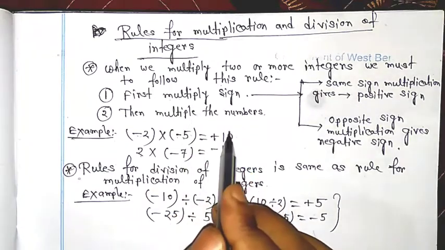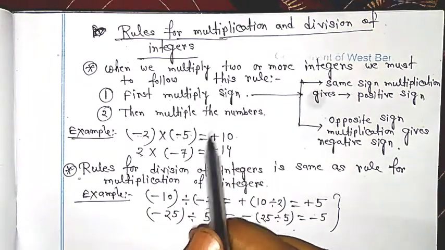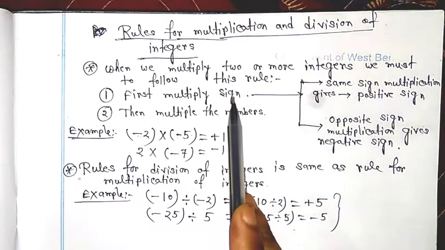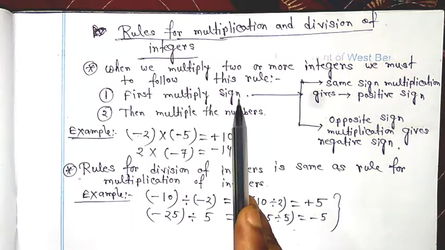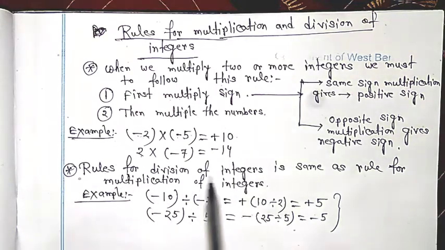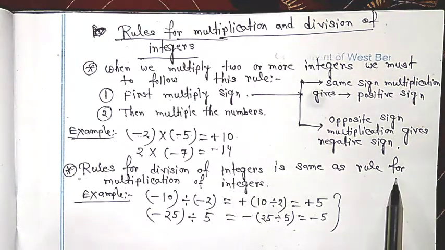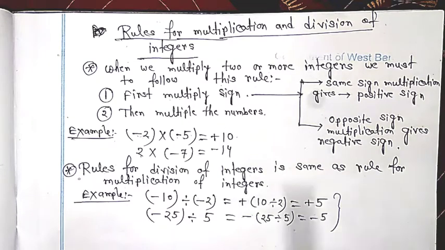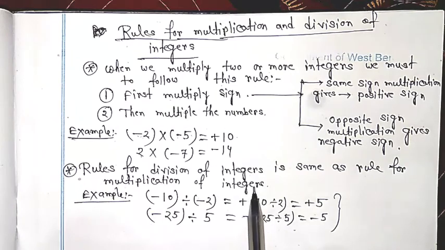So these are the rules for multiplication of integers. Now second is the rules for division of integers, which is the same as multiplication. That means if we divide two integers of the same sign, that gives positive. If we divide two integers of opposite sign, that gives negative.